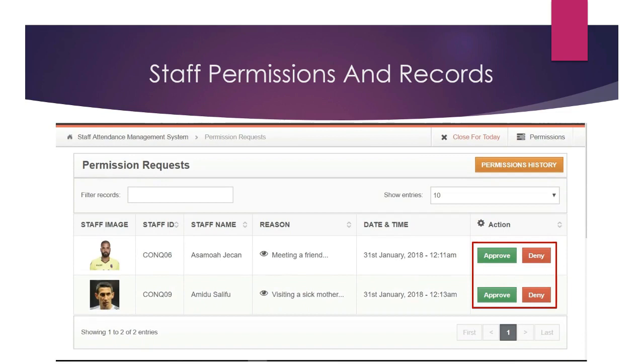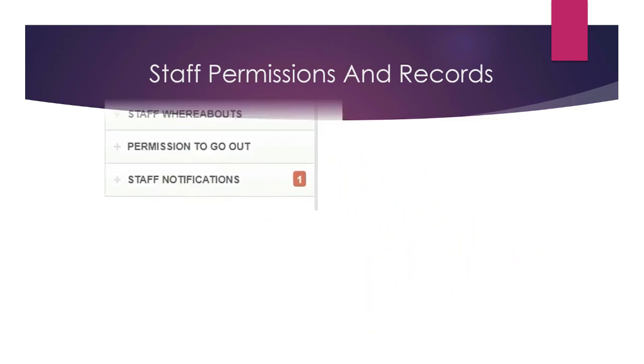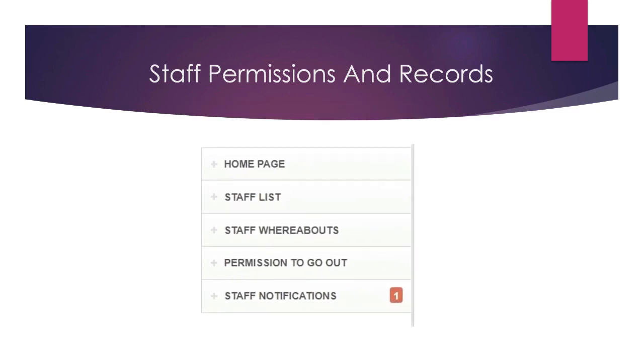The Approve or Deny buttons on the Pending Permissions page allow administrators of SAMS to make a decision as to whether or not to allow staff members to go out of the work premises at any given time. In a similar fashion, the staff member who put in the request is notified on the system immediately a decision has been made on their request.